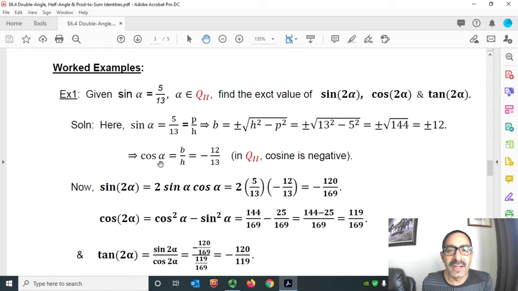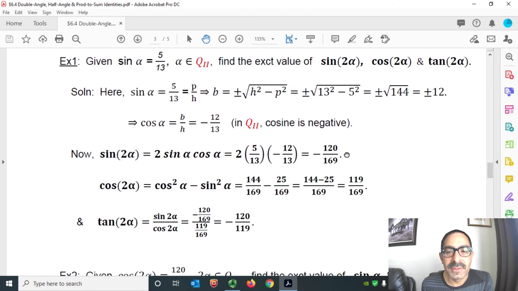So then let's find the value of cosine alpha. Cosine alpha is base over hypotenuse. So the base is 12, but I use minus 12 here. The reason is that cosine alpha in the second quadrant is negative. So b is minus 12 over h is 13. I hope this minus sign makes sense to you all, because our angle is in the second quadrant and cosine is negative in the second quadrant.